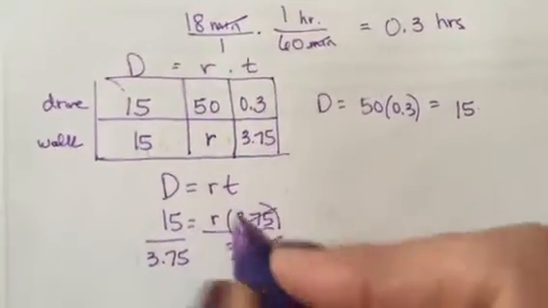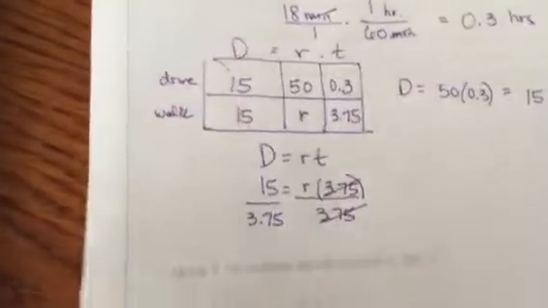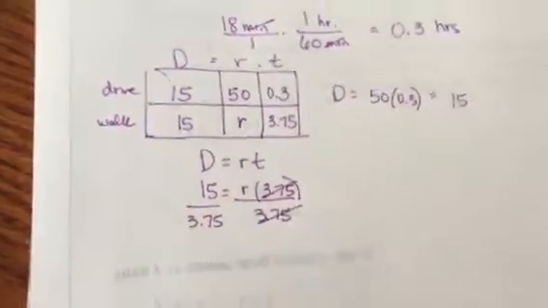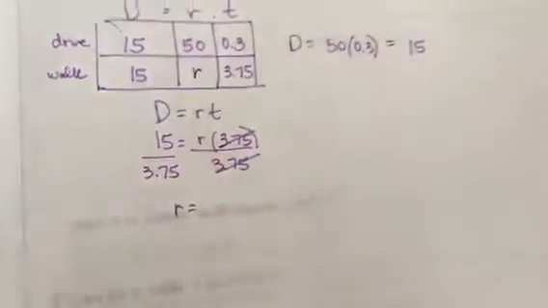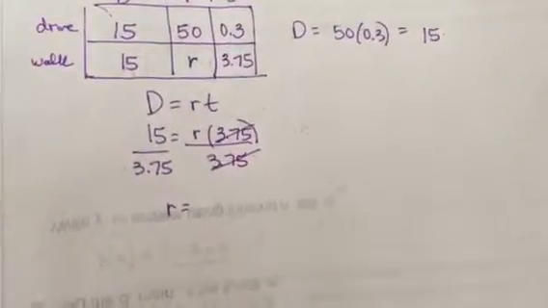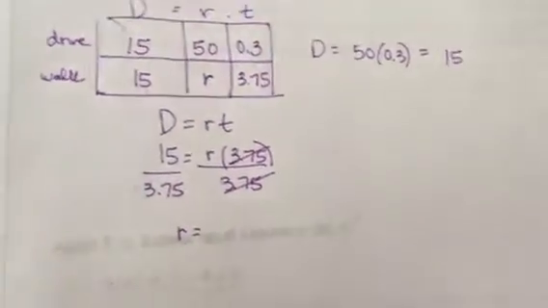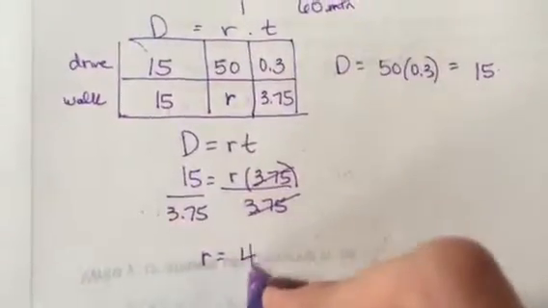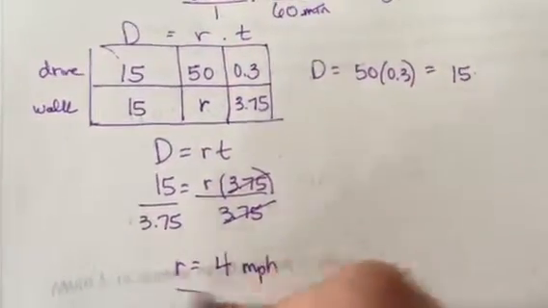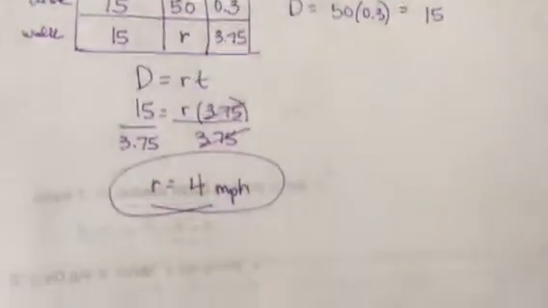Those will cancel out. So in my calculator, I'm just going to hit 15 divided by 3.75, and I get 4. And so she was walking at a rate of 4 miles per hour. Okay, and that's that one.